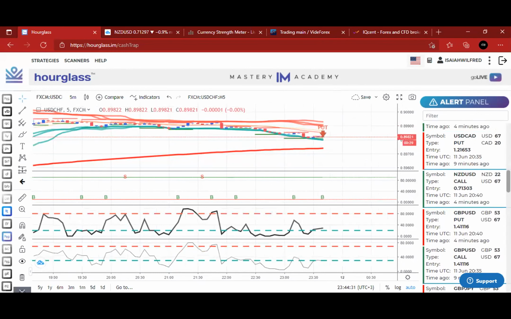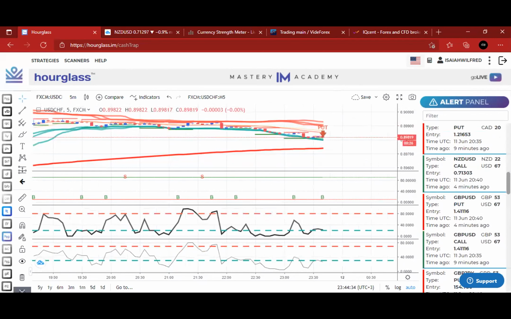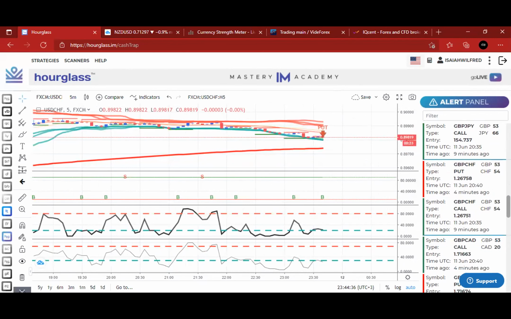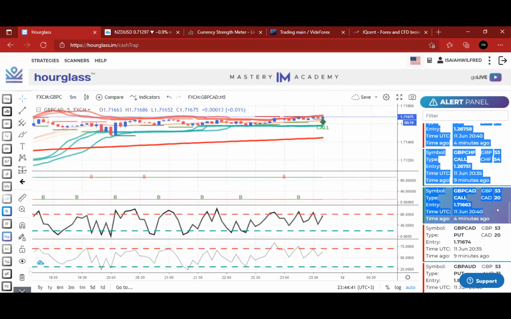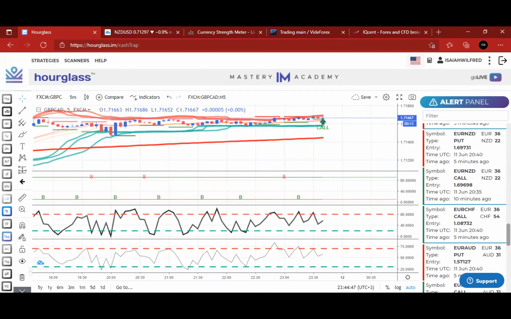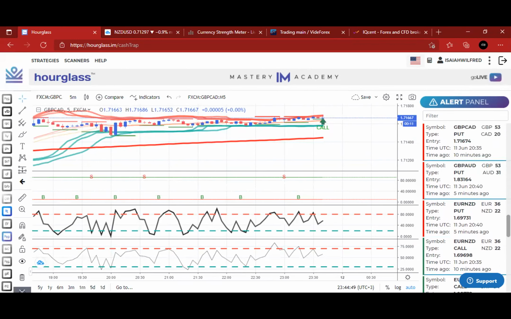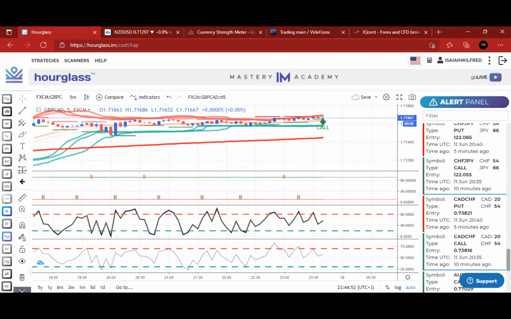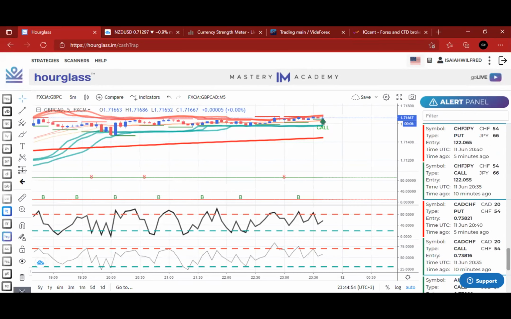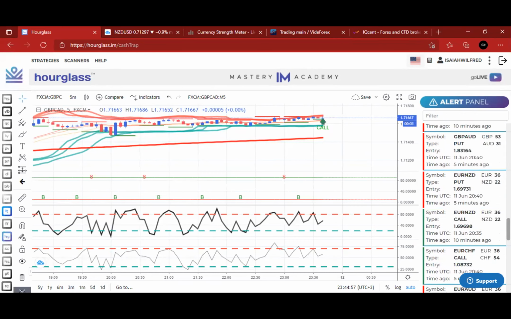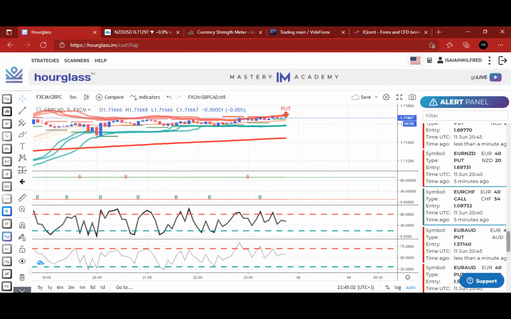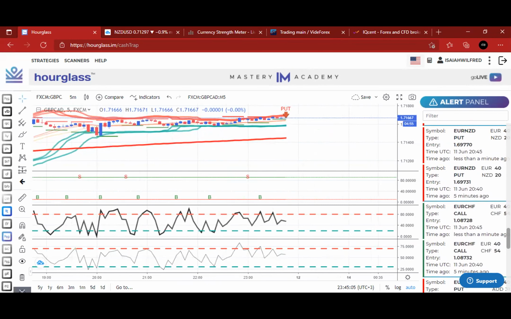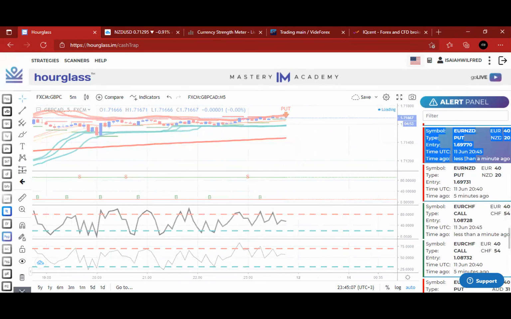I don't know why it's doing like this. All these currencies almost have the strength alike. This one has already left. This one has left us already. Euro GBP. I can't find Euro GBP on Hourglass. I don't know where it is. Let me see something.